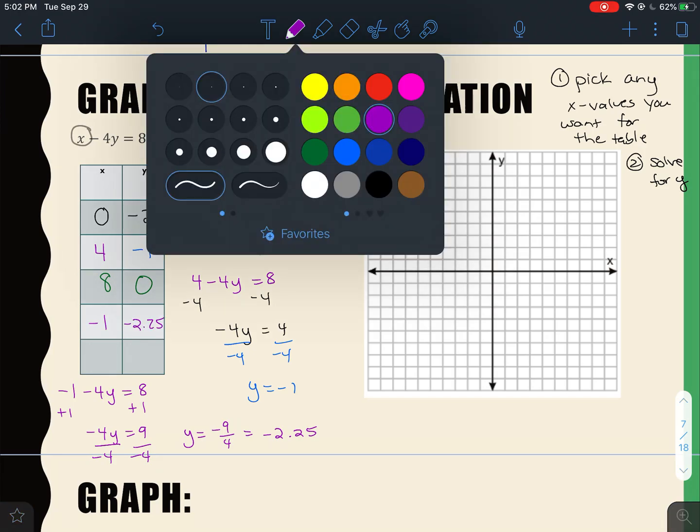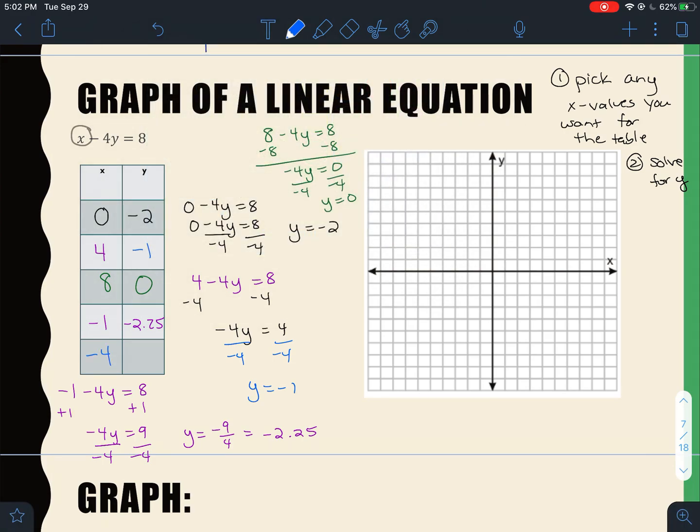We could pick another value. I could pick -4. So if I picked -4, what would I get? I would get -4 minus 4y equals 8. Add the 4 to both sides. And -4y equals 12. Divide by -4 on both sides. And y would be -3.